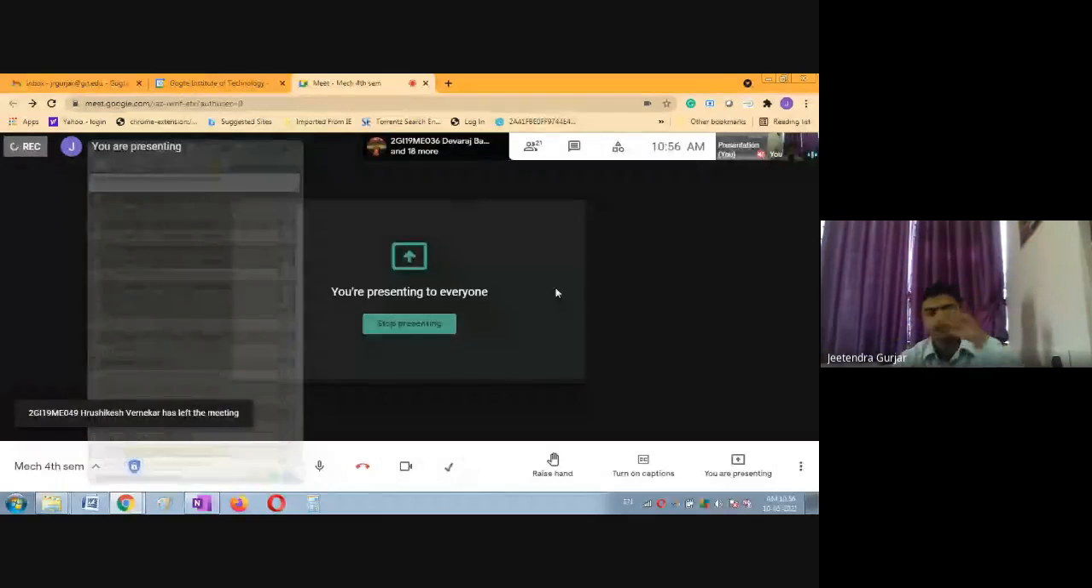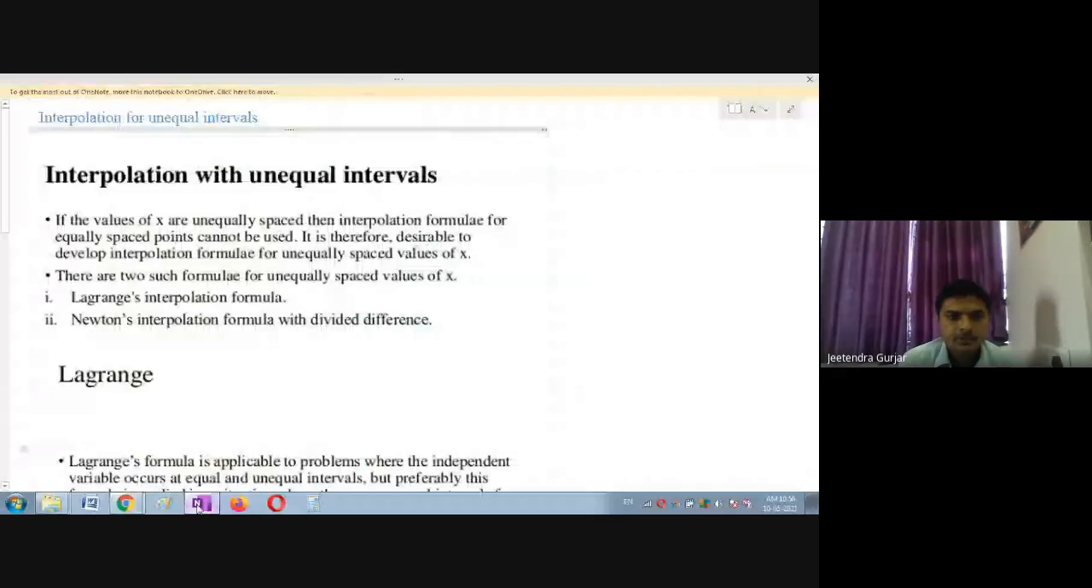Here we go, students. Good morning once again. Today we are going to study interpolation for unequal intervals, which has large applications. The previous interpolation was restricted to equal intervals. Now we have interpolation for unequal intervals also. So today's discussion will be interpolation for unequal intervals.